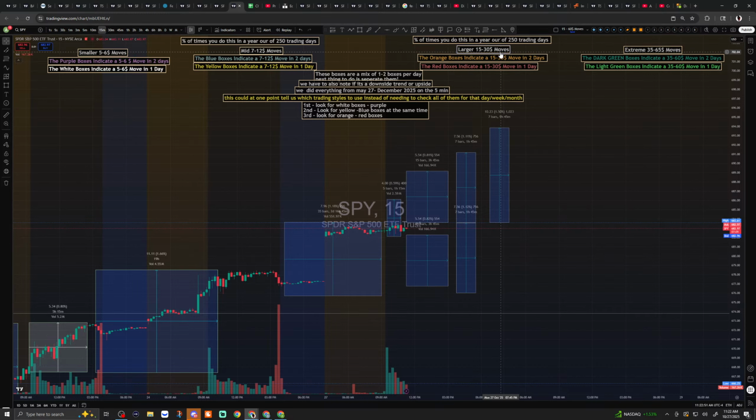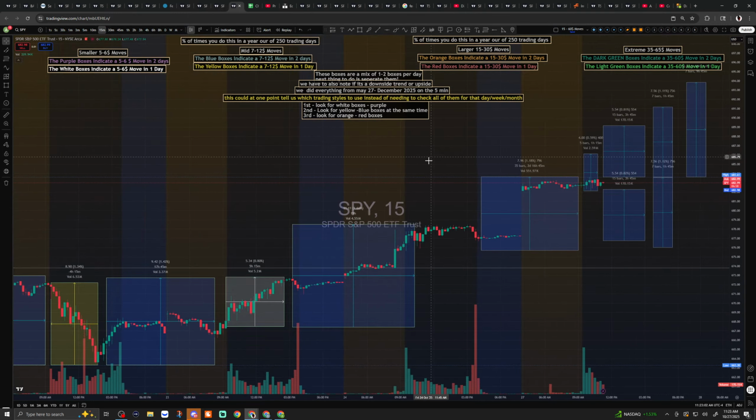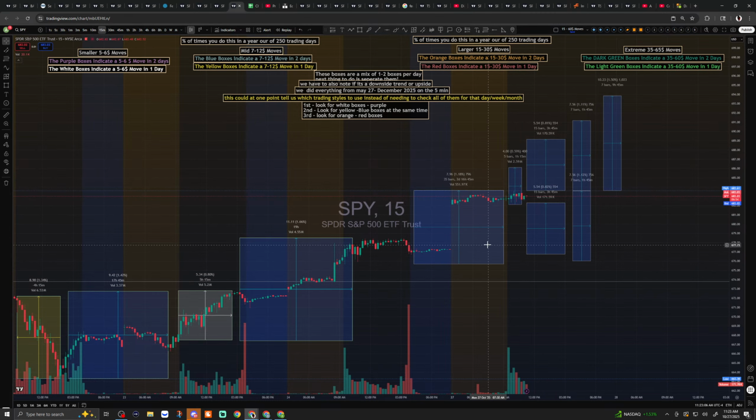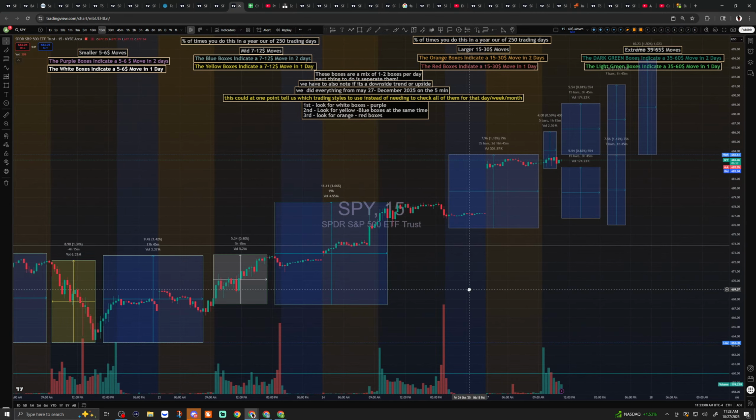What we're looking for is an orange box, because once you get an orange, it means you're going to get some type of crazy price action within the next 2 days after that. So far we only have blue. This is nothing too much, nothing too insane. Or you know what I really, really want? I want a purple zone.